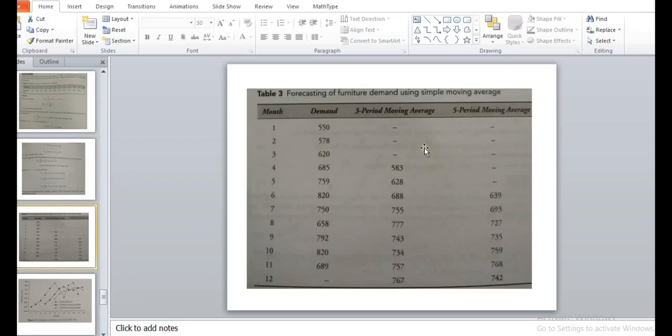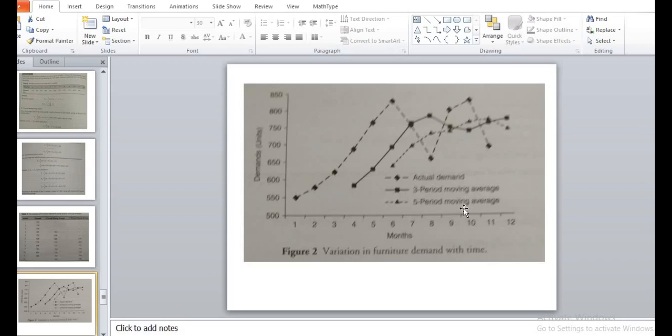That value is written here for the 3-period moving average method or the 5-period moving average method, and those are plotted here. If you look at this 5-point moving average method, this graph shows as a smooth one, but it will differ from the actual curve. So these sharp variations are not considered by this 5-point moving average method. But in the 3-point moving average method, this is close to the actual value.